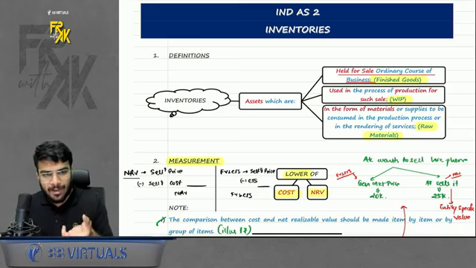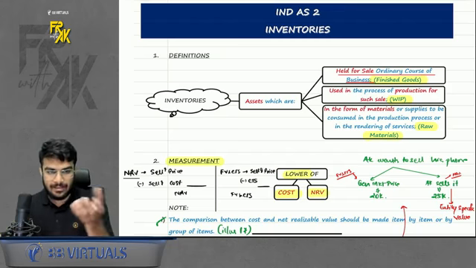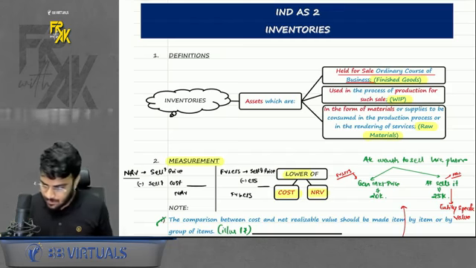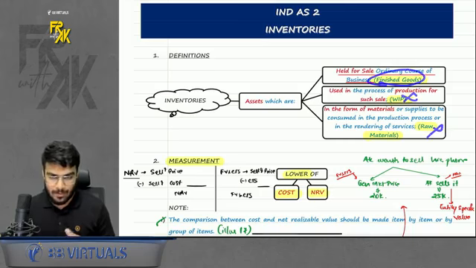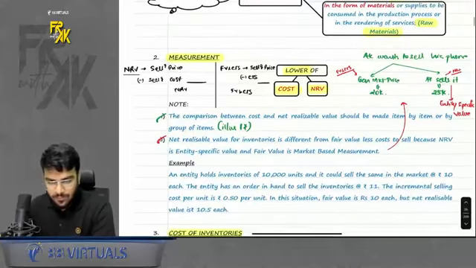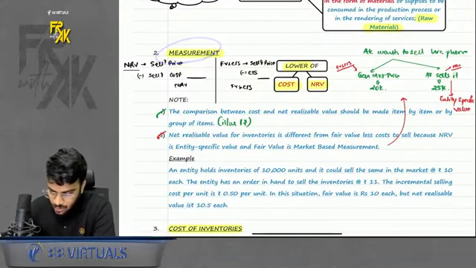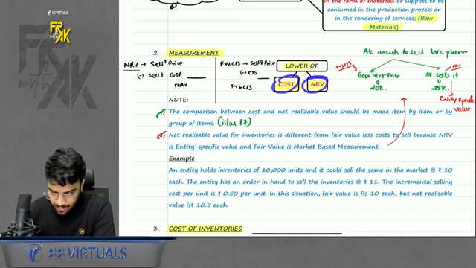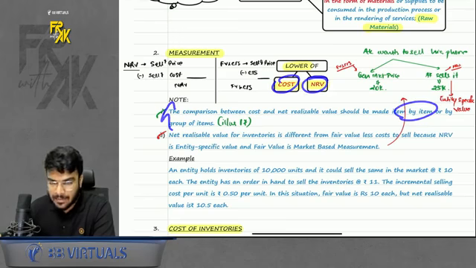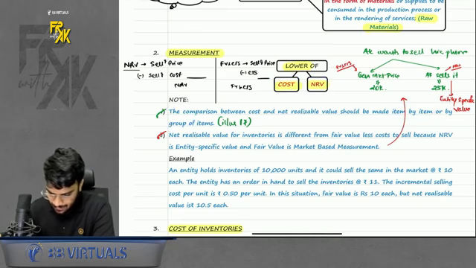You purchase at a lower value, you sell it at a higher value as it is. When you are into trading business, whatever you are purchasing and selling is your finished goods. You will not have any WIP or raw material. So this is your definition. Then measurement. You will measure at cost or NRV, whichever is lower. When comparing cost and NRV, you can do item by item comparison or group of items comparison, anyways you like. We discussed this in illustration number 17.